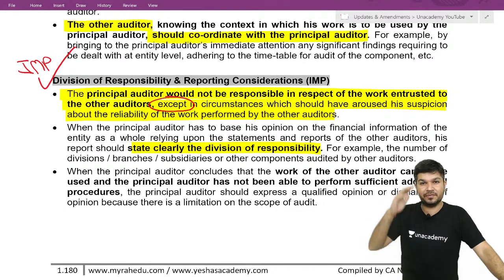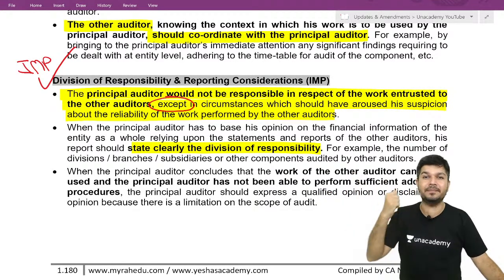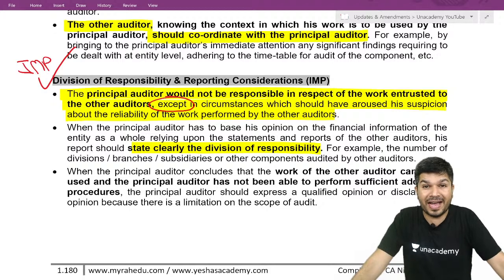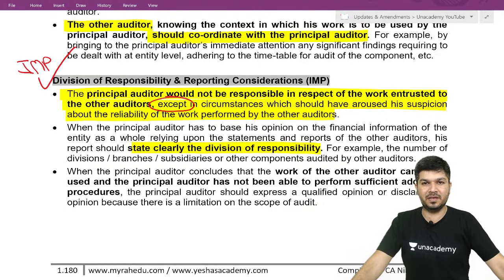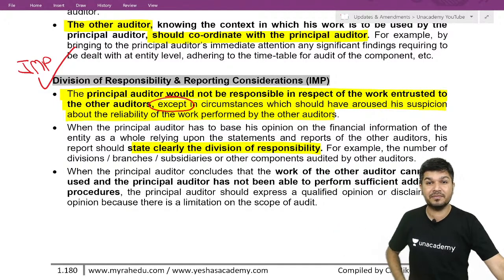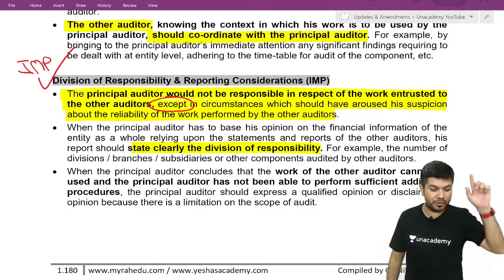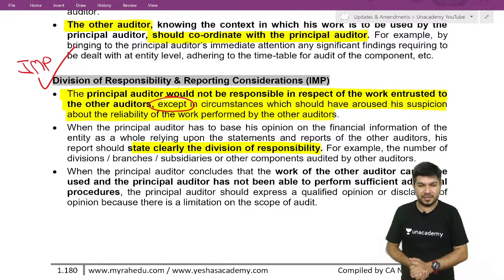If the principal auditor feels the work of the branch auditor is not reliable, what will he do? Then I should go and check it. But I don't have time to go and check it myself. So can I say we are unable to obtain sufficient appropriate audit evidence about the branches? Yes. So what should I do?